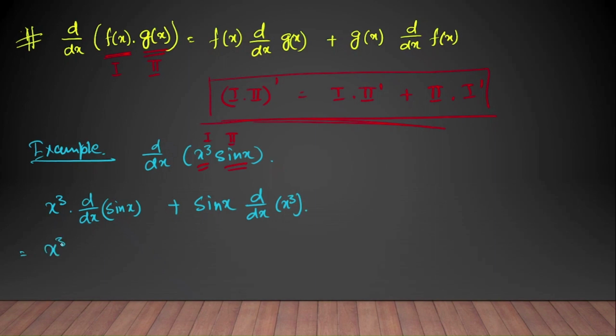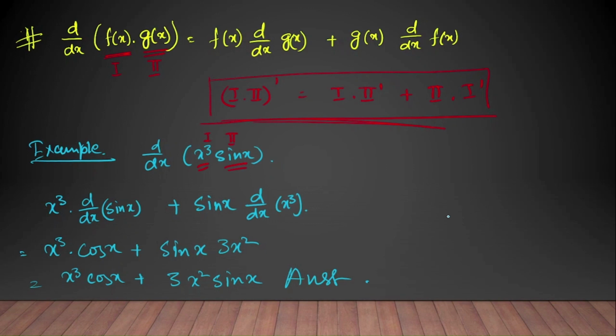x^3 as it is, and d/dx of sin x is cos x, plus sin x over here, and d/dx of x^3 is 3x^2. So we can write it here: x^3 cos x plus 3x^2 sin x. This is the answer to this question. Hope you have understood. Let's go for the next part.